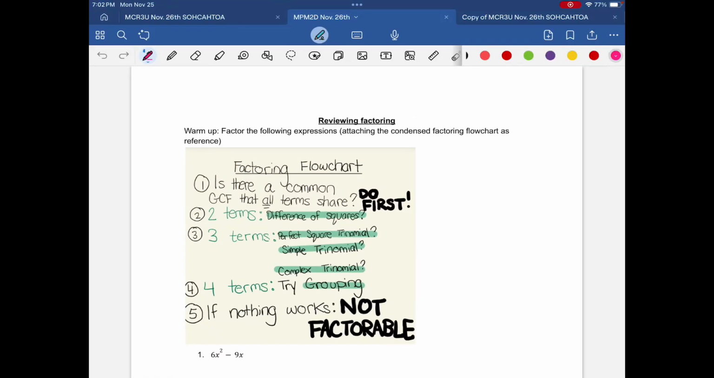The next lesson that we'll be reviewing is combining factoring and multiplying binomials with graphing parabolas in this upcoming unit. So let's make sure that you all remember how to factor.